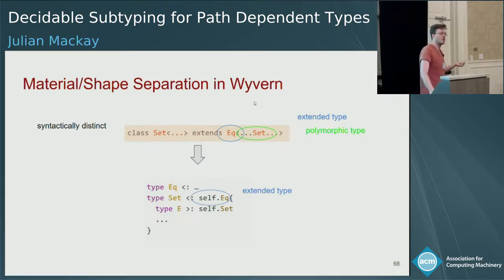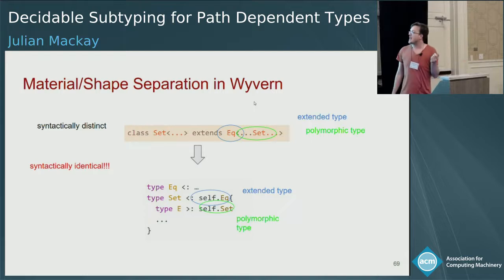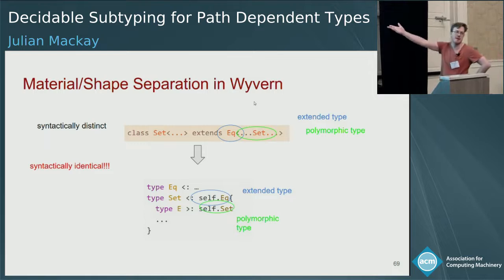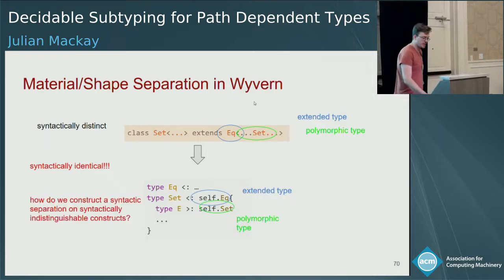But in Wyvern, we're not so lucky, right? We have EQ over here as an extended type. It's a bound on a type member. And we have Set over here, which before was this type parameter, syntactically distinct. But now it's just another bound on a type member. So they're syntactically identical, and what we want to do is separate syntactically identical things. This is particularly difficult, right? So how do we go about doing this?